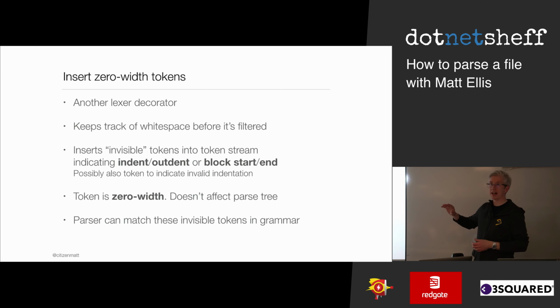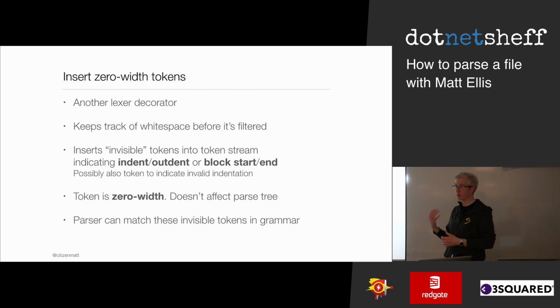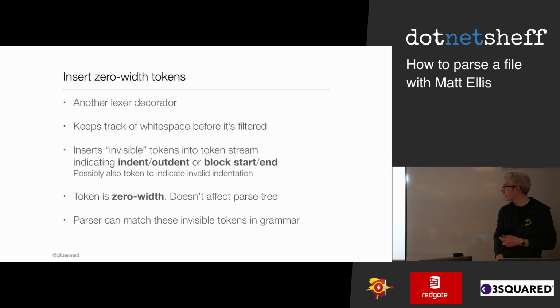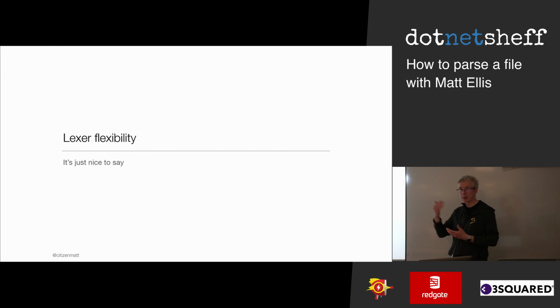You can also insert a token to indicate when you've got invalid indentation. One of the key things is that the token is zero width, so it doesn't really affect offsets anywhere. It's got no size in and of itself. It doesn't affect the parse tree. It's just there as a marker. And now the parser can actually match these tokens in the grammar itself, so as part of the grammar, it can say indent, outdent, and so on.